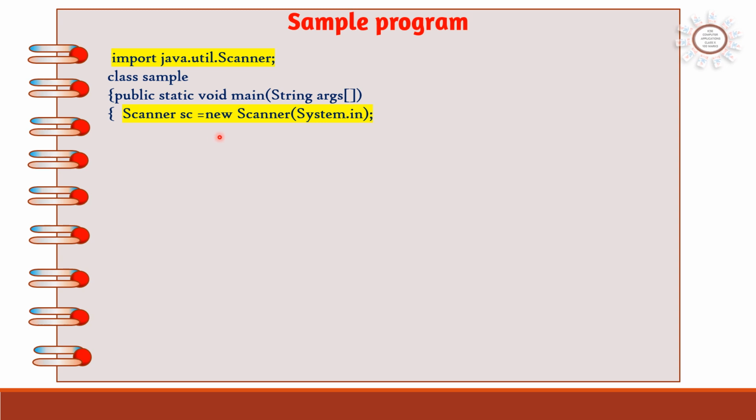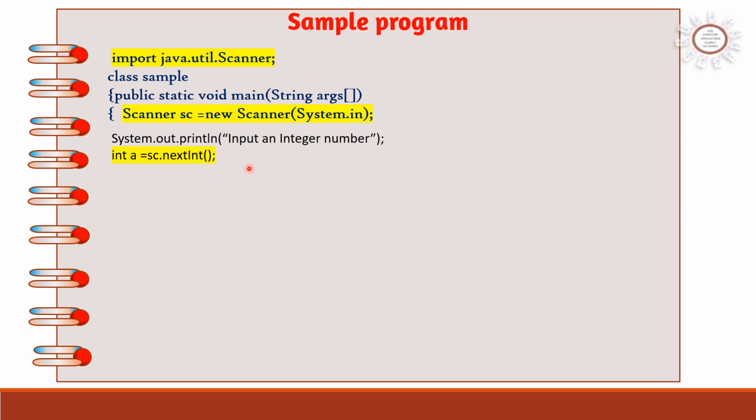Create the Scanner class object so that with the help of that particular object we can accept the data. So Scanner sc is equal to new Scanner System.in. As I already told you, System.in is for accepting and System.out is mainly used for printing. So here sc is the object which we have created, and with the help of this object we will accept the data.